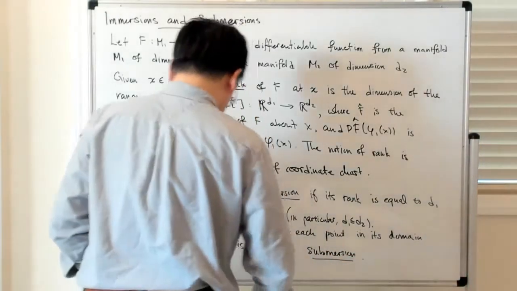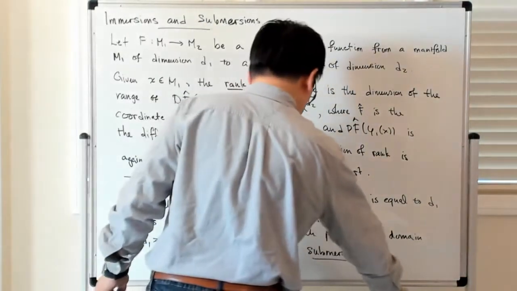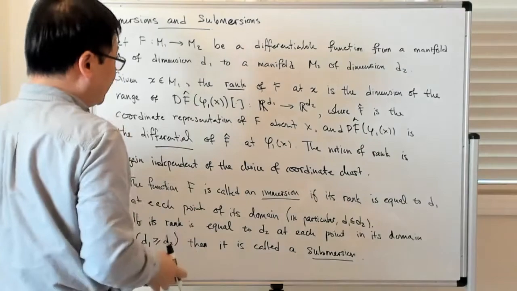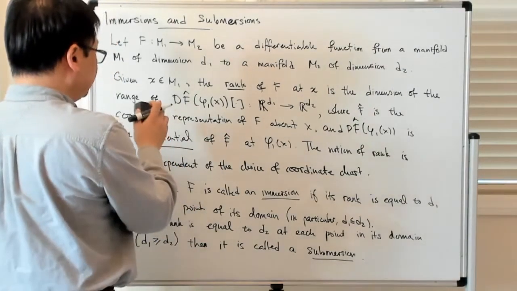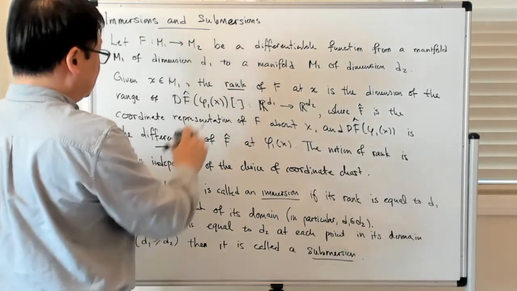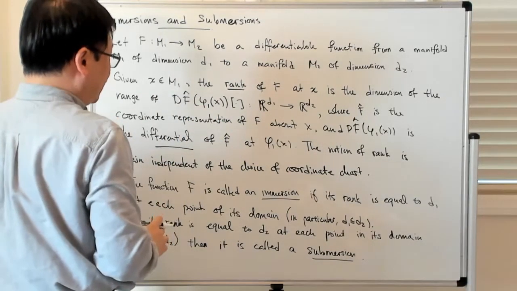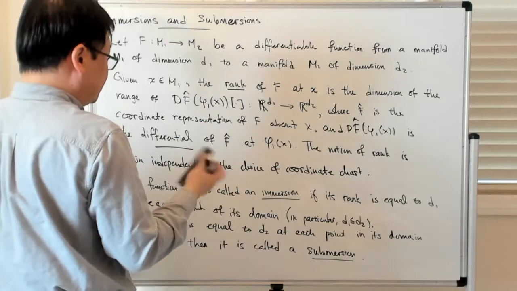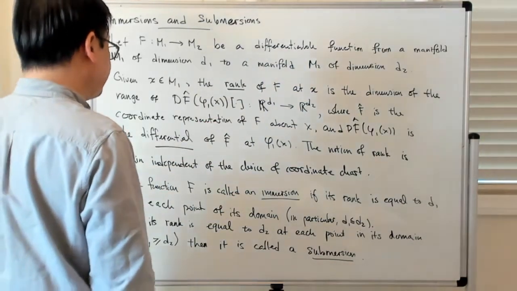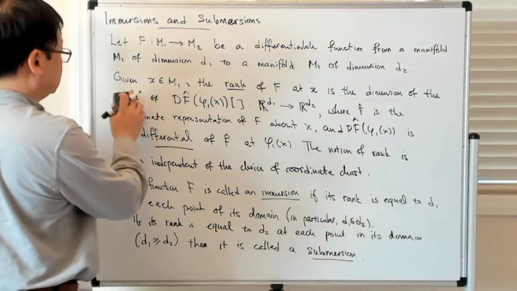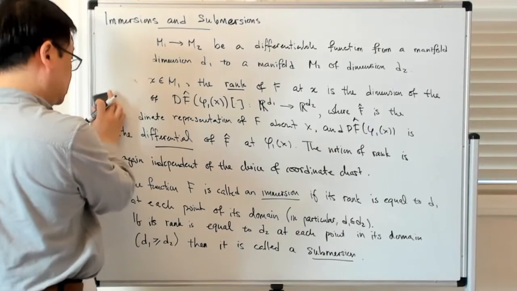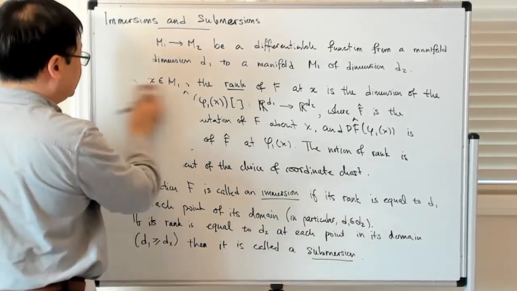Okay. All right. So these are the definitions of the immersion and submersion, and they're defined in terms of this rank, and the rank is defined in terms of essentially the linearization of the coordinate representative of the function f, and basically the dimension of the range. Okay. So let's see what you can do with these things.